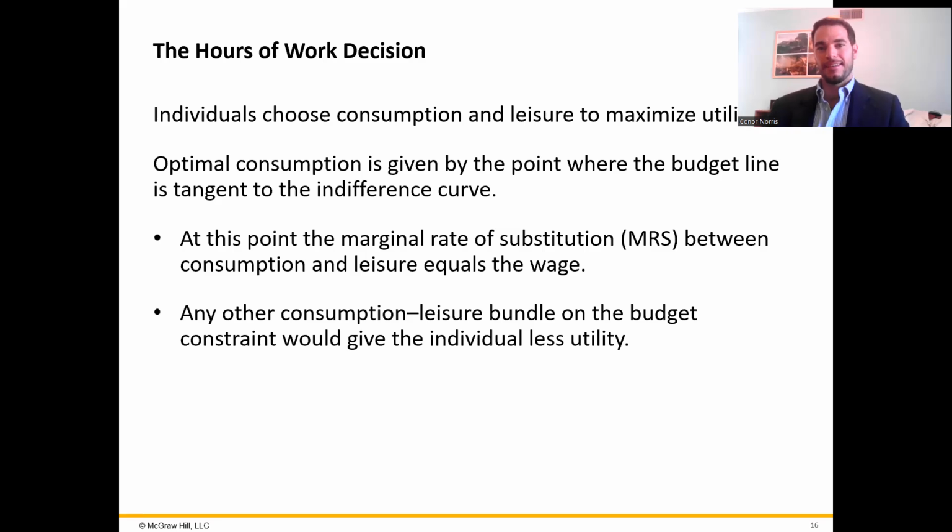All right, welcome back. Now we're going to start getting into the meat of this model. So we're going to look at the decision to work and how much to work. We assume that an individual will choose to work a combination of consumption and leisure that will maximize their utility. This seems like a strong assumption, but it really isn't.